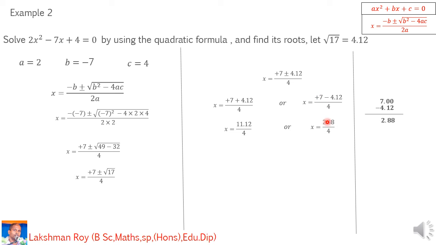That should be divided by 4, right? So then this decimal number should be divided by 4. In a separate paper, see the long division, you have to divide 11.12 by 4, right? So it's an easy one. Then if you divide, you get 2.78, right? Then this 2.88 is also divided by 4, so then we got 0.72. So those are the two roots.